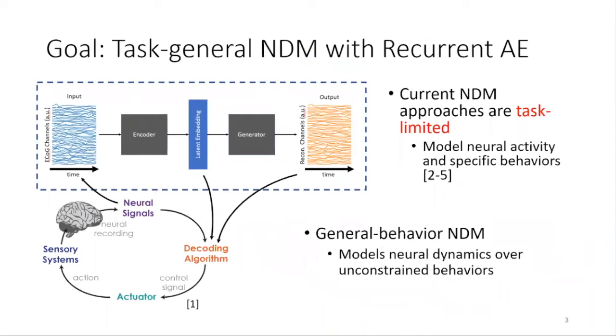Prior NDM research has been limited to modeling neural activity collected during a single subject behavior or small set of subject tasks. This has so far limited NDM models from behavioral generalization, or the ability to model the dynamics of neural activity collected over a wide range of subject behaviors.